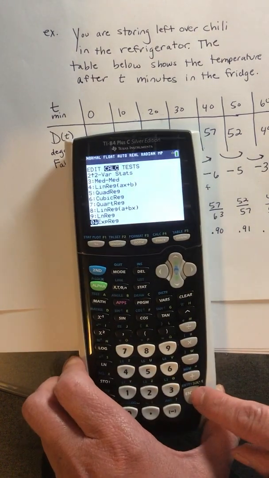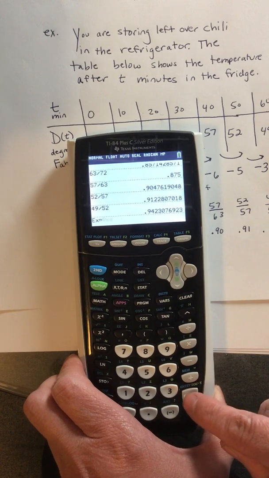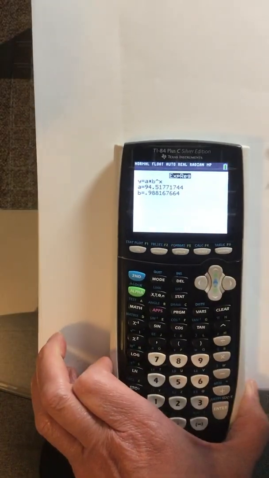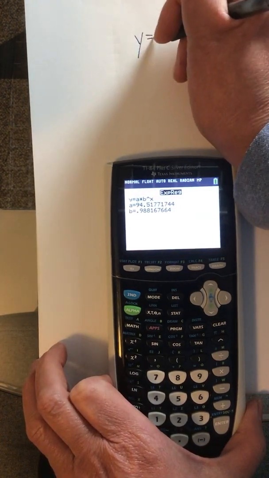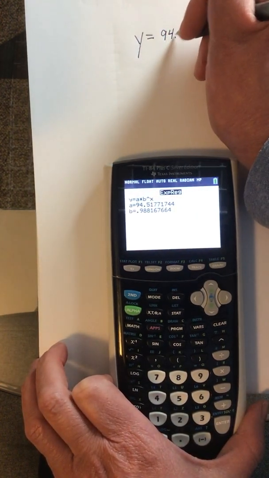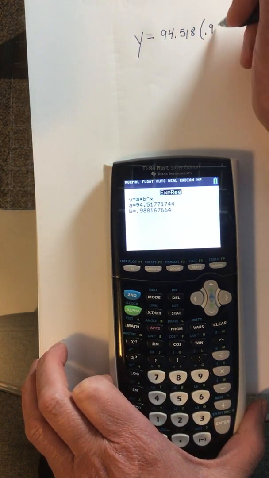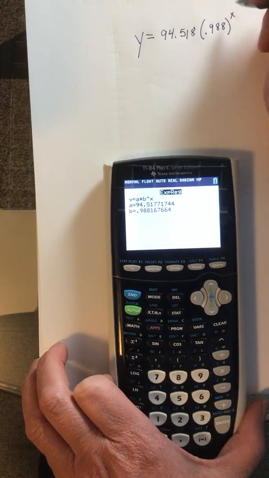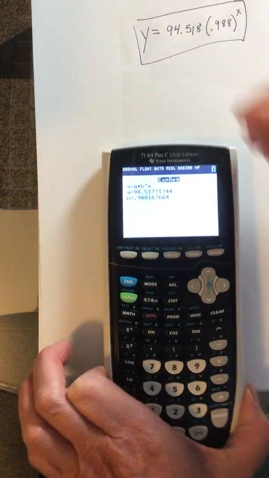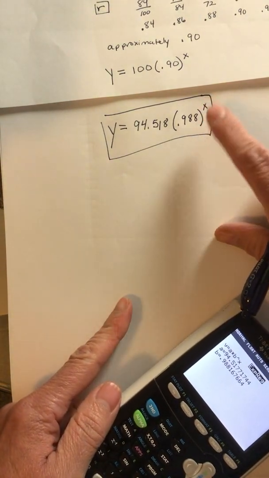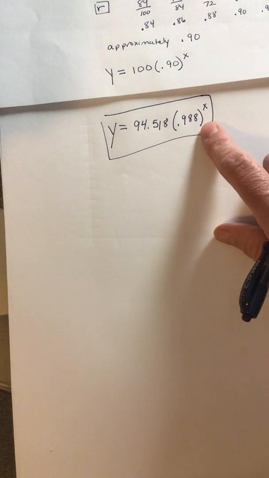So I hit enter, and I keep hitting enter, and hit it one more time, and there is my equation, or my model. And so if we look, it says y equals, remember, let's round to 3 decimal places. And so this is my regression model. And this was my eyeball, okay? And so this one is the better model. And this is the one that we would use.